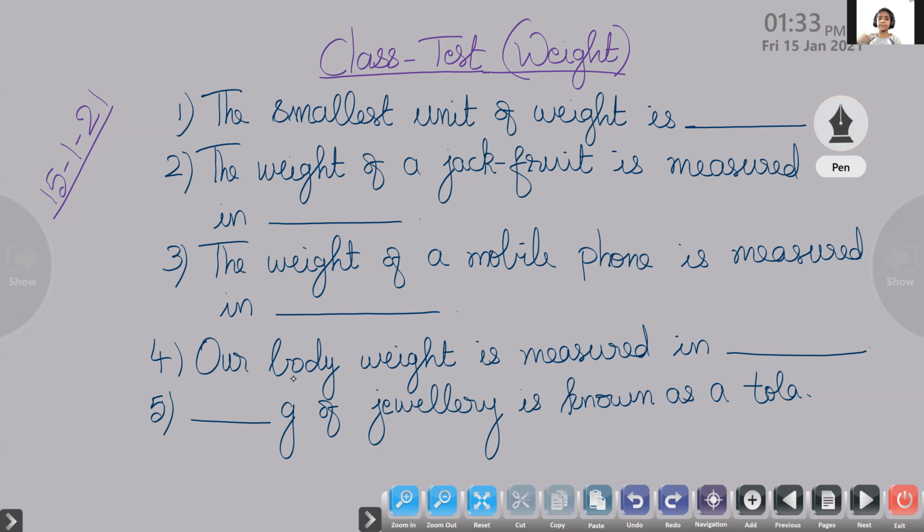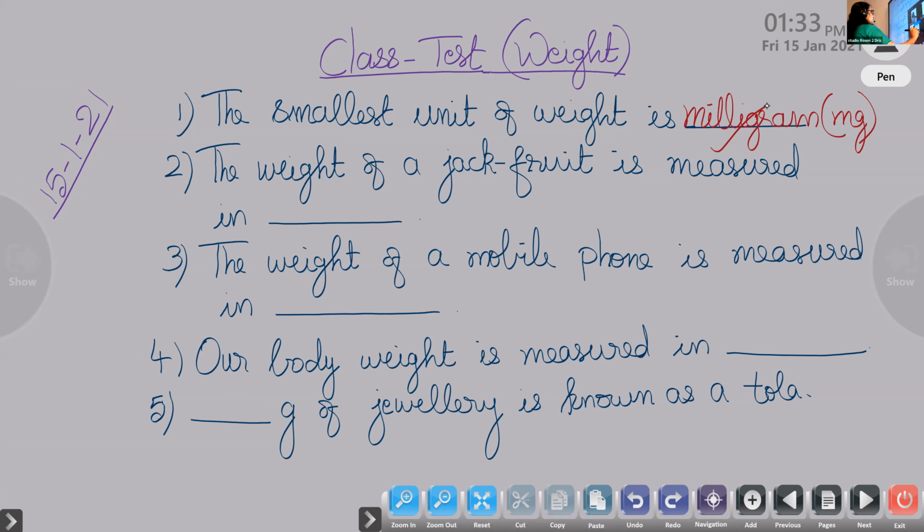Durga, the smallest unit of weight is dash. Milligram. Milligram, yes. Good. The smallest unit of weight is milligram. M-I-L-L-I-G-R-A-M, milligram. If your answer is correct, put a tick mark. Good.